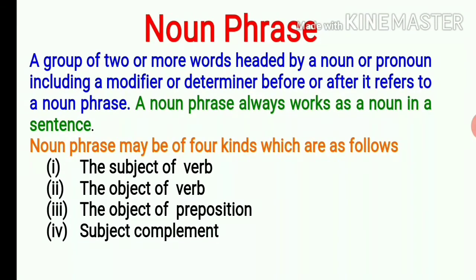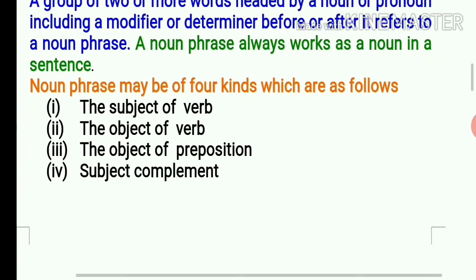The first one, the subject of verbs. The second one, the object of verbs. The third one, the object of prepositions. And the fourth one, subject complement. Okay, at first let's come to the subject of verb.